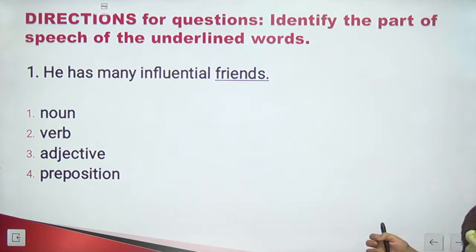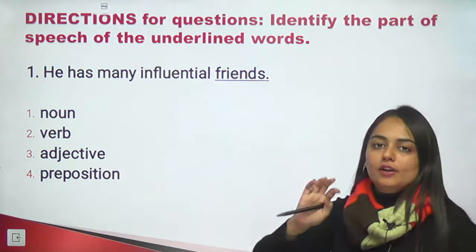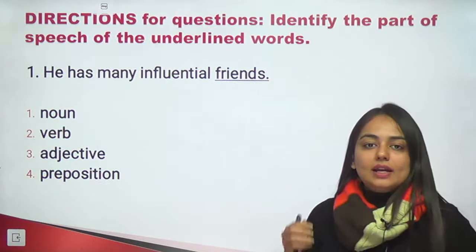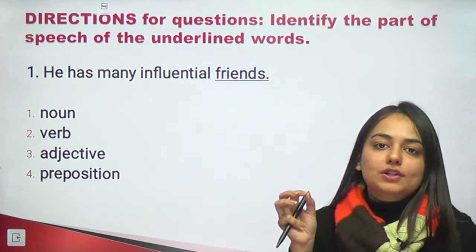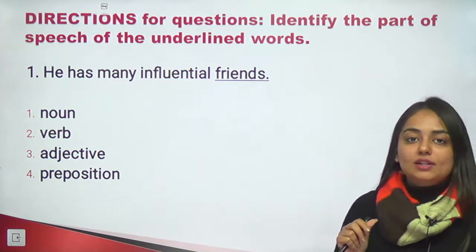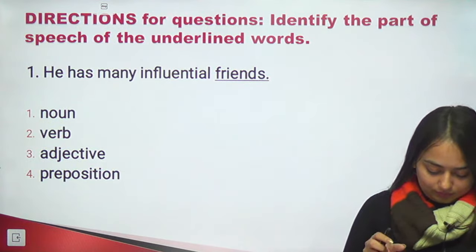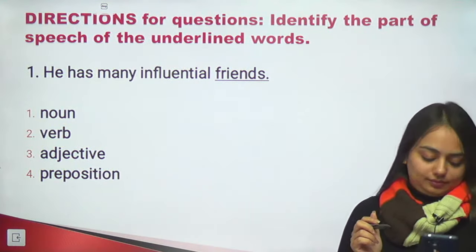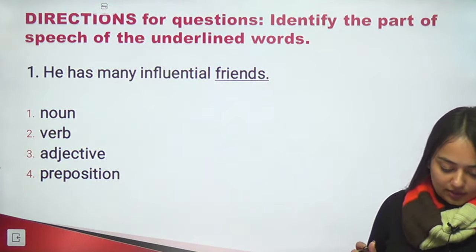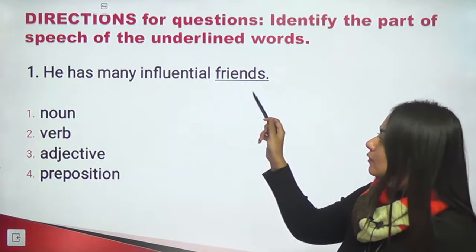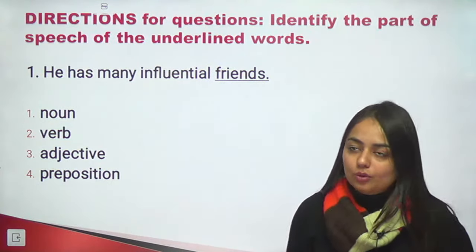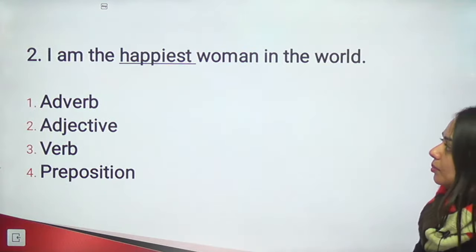Identify the part of speech of the underlined words. He has many influential friends. A very easy question. Come on, CUT aspirants, you can answer this one. So there are 8 parts of speech. Each and every word of a sentence has some role to play. You have to tell me what part of speech this friends belongs to. Yes, anyone? He has many influential friends. Here, it's very simple. It's a name. If we can name anything, it's a noun. So the answer is noun. Moving on to the next one.